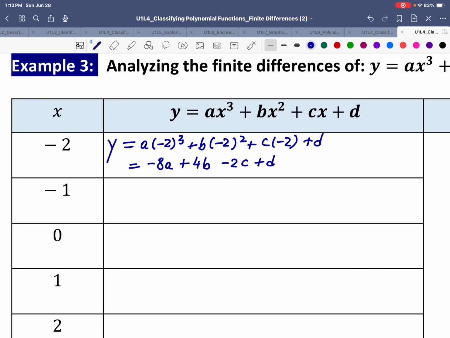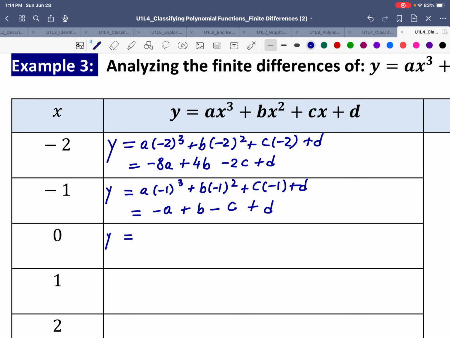So in a similar way, we'll find the value of y at negative 1. So we have a, negative 1 to the power of 3, b, negative 1 to the power of 2, c, negative 1, and then plus d. We'll simplify. We have negative 1 to the power 3, negative 1, so that's negative a, and then plus b minus c plus d. Now next we're looking at x equals 0, so we have a, 0 to the power 3, b, 0 to the power 2, c times 0, and then plus d.